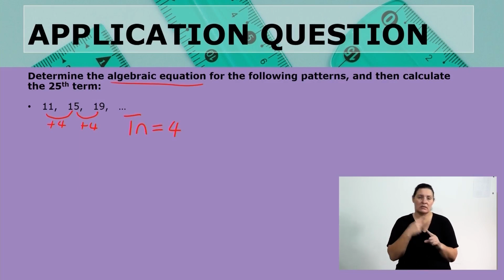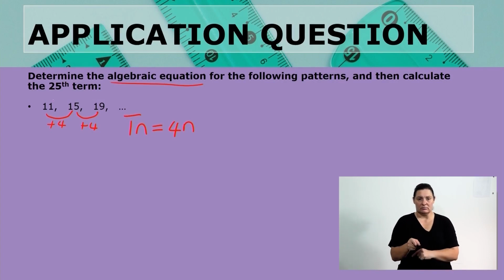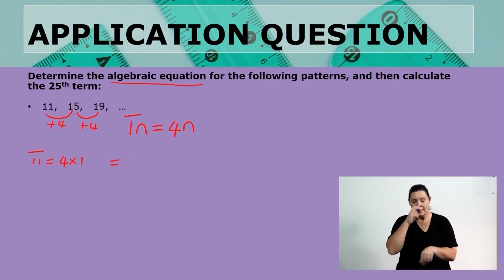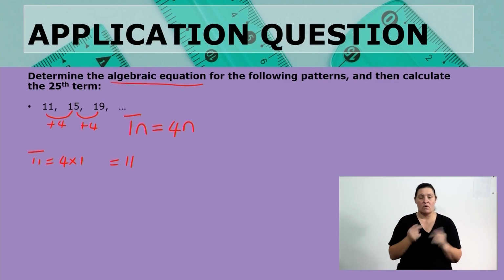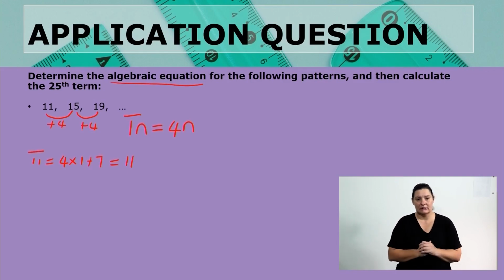And remember, we multiply our constant difference with the term number, which is now represented with the letter n. We now need to find what to add or subtract to that equation so that we can get to the first term, which is 11. This is when we are working with the first term. So if I say 4 multiplied by 1, we know that gives us 4, but I need to get to 11. So from 4, how do I get to 11? You are correct. We are going to add 7. This means that my equation is going to say 4n plus 7.